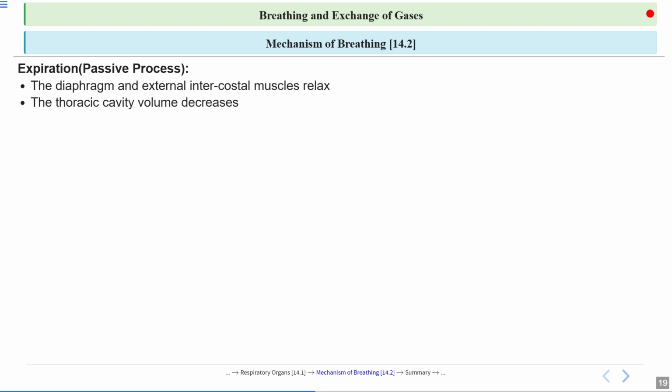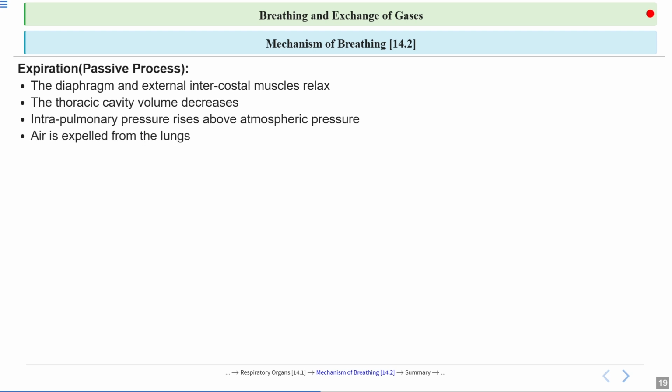So due to this, the volume of the thoracic cavity will decrease. The intrapulmonary pressure, meaning the pressure inside the lungs, will rise above the atmospheric pressure. So now the intrapulmonary pressure is more than the atmospheric pressure. Again, a pressure gradient is created and the air will move out of the lungs into the atmosphere. So due to this, air is expelled from the lungs.